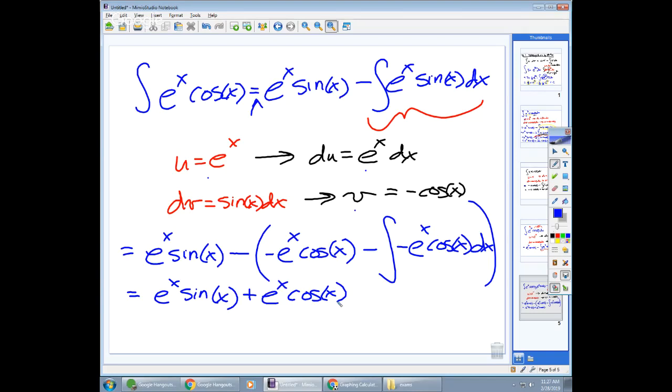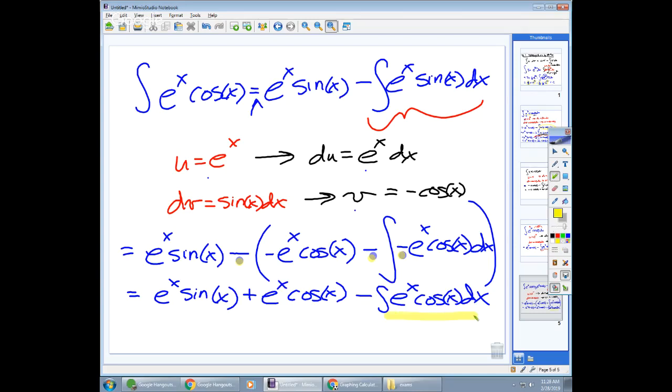Okay, so this is where it gets a little interesting. I have minus of a negative. What's u? So that's going to be a minus the integral of e to the x cosine of x dx. Yes, and that's a good thing. Here's why.